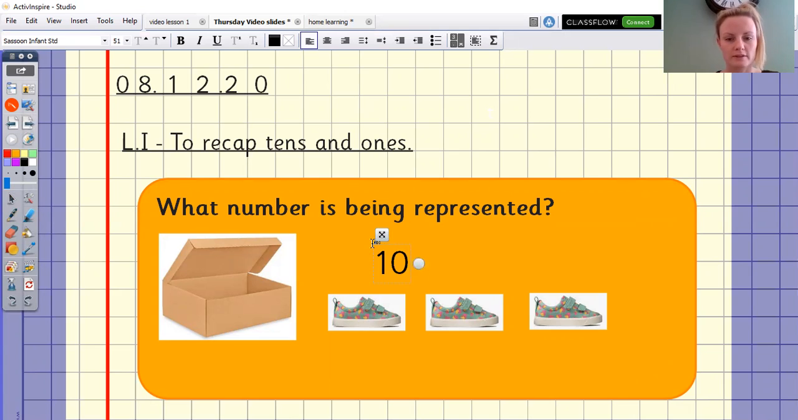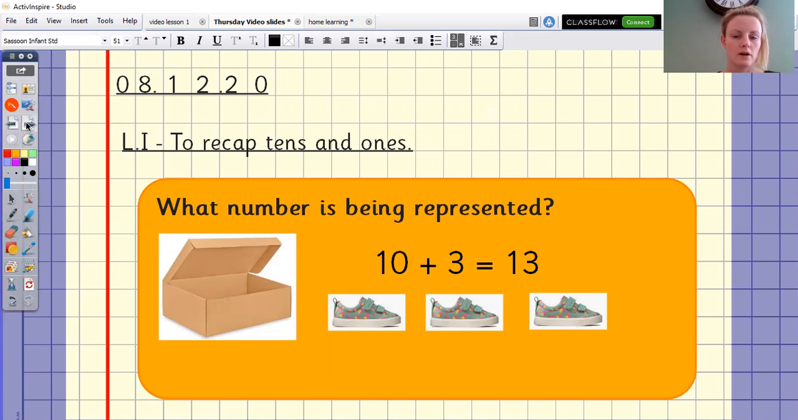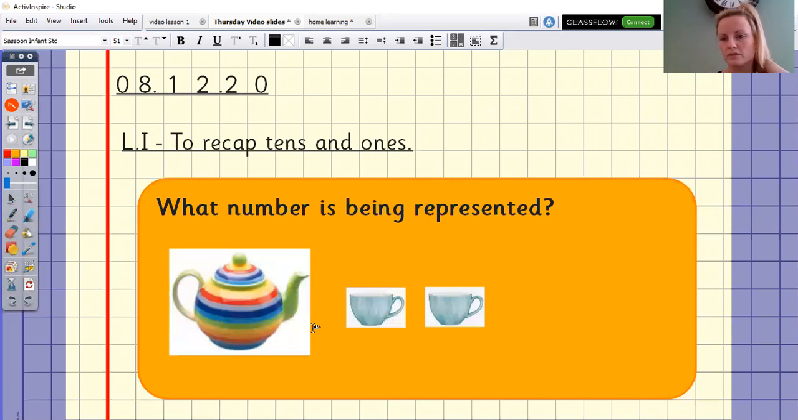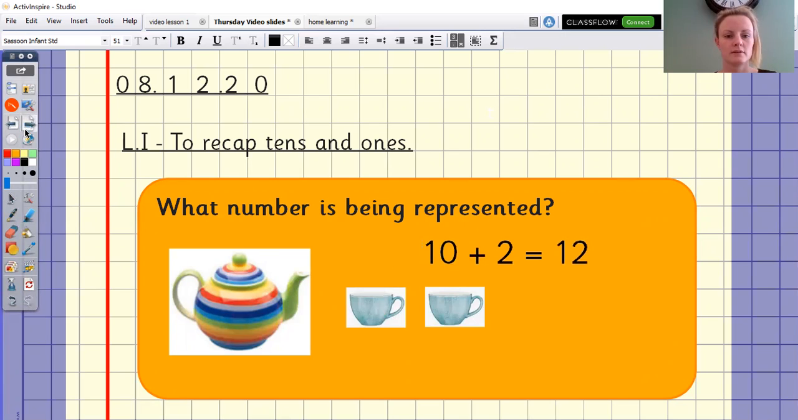Okay, so I know I've got 10. So I've got 10, 11, 12, 13. Well done if you've got that one right. Okay, let's move on to the next one. I've used a teapot and some cups for this one. So I've got 10. Okay, that's correct. If you have managed to get 12, that was right. So 10, 11, 12. Fantastic.